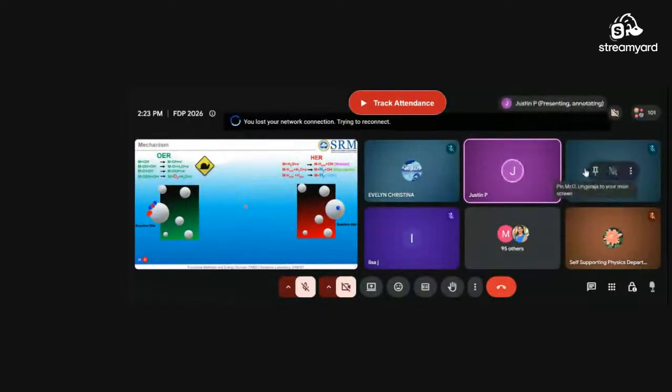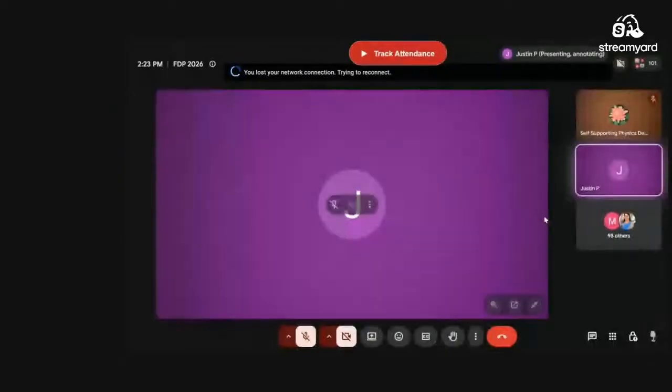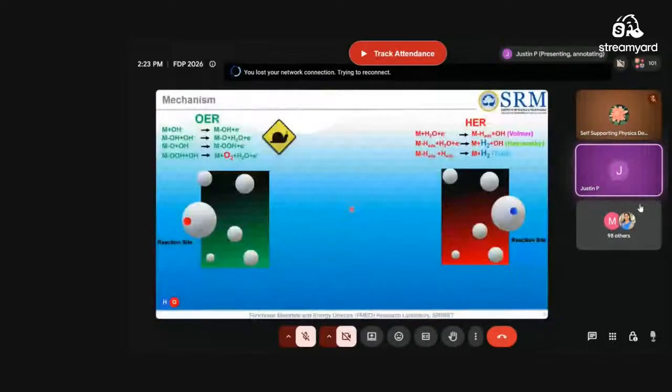Okay, then what are this OER and HER? So we mentioned that in the anode, the oxygen evolution reaction takes place, and in the cathode, the hydrogen evolution reaction takes place. So, for example, M means a metal. Usually metals were used in the earlier days in electrolysis. That's why they put M.